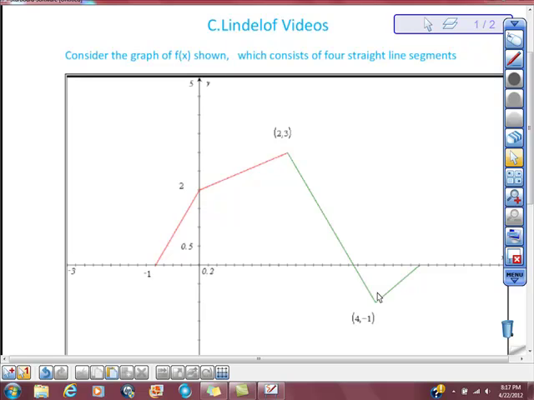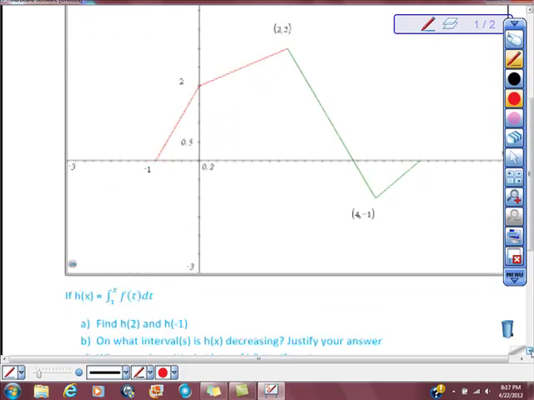Okay, continuing with the ongoing saga of this free response question that we've been working on. Consider the graph of f of x shown, which consists of four straight line segments. This is crucial here because it's going to tell us something. We go down a little bit and we get some information.